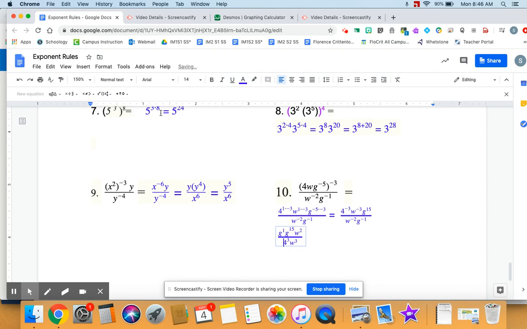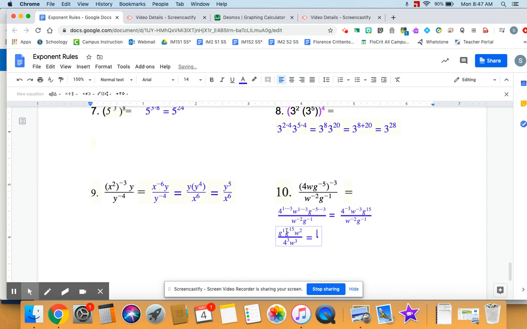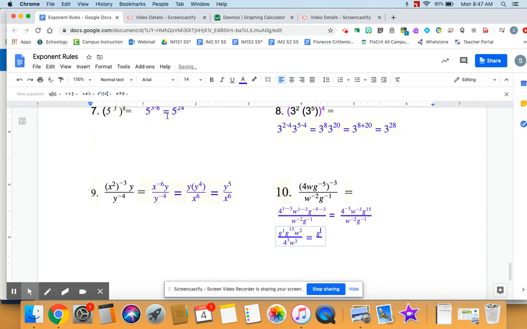And now I have to combine all the letters that are the same by using whatever rule I need to use. So for example, these two G's next to each other, because they're next to each other on the same part of the line, they're getting multiplied. So I end up adding the exponents, and 1 plus 15 becomes G to the power of 16.